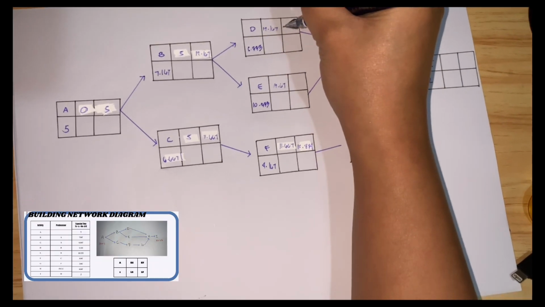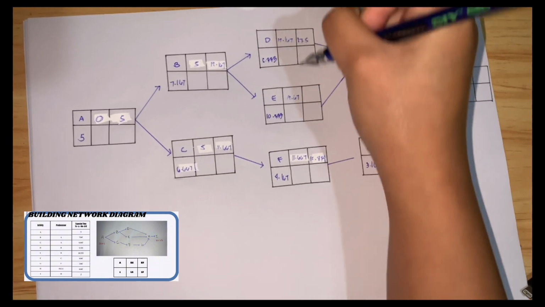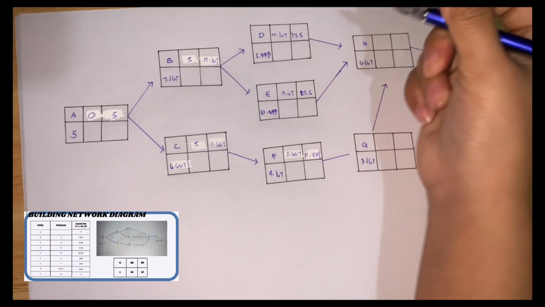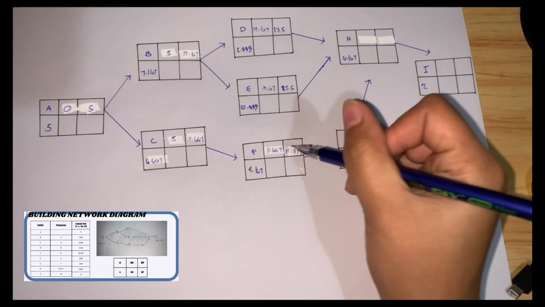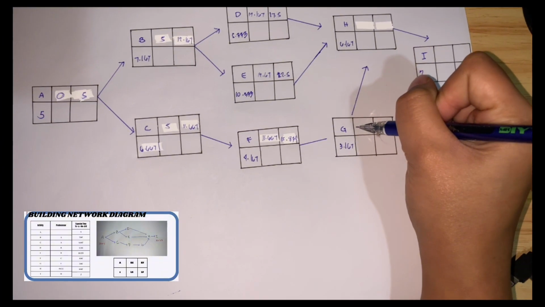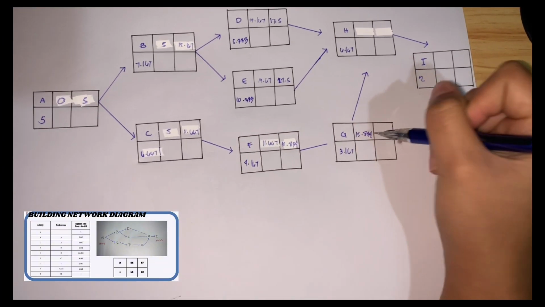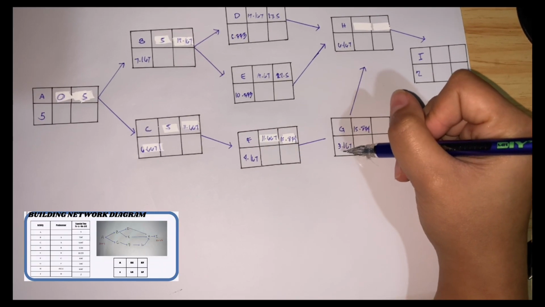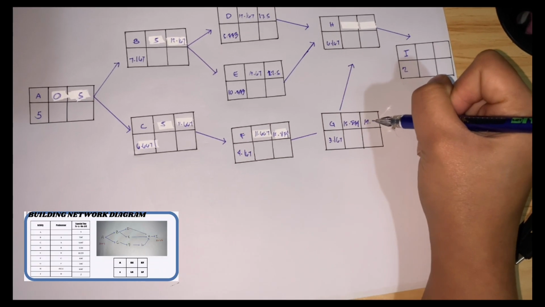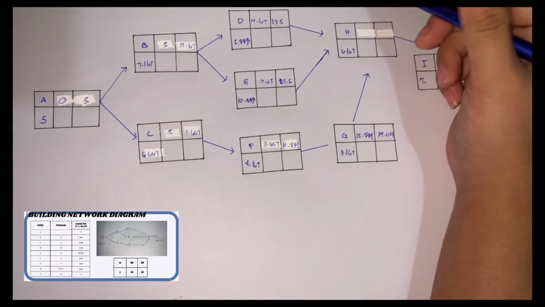So D has an EF of 17.5 and E has 22.5. And G, since F has an EF of 15.834, the ES of G is 15.834. Then plus the expected time 3.167, it equals 19.001.